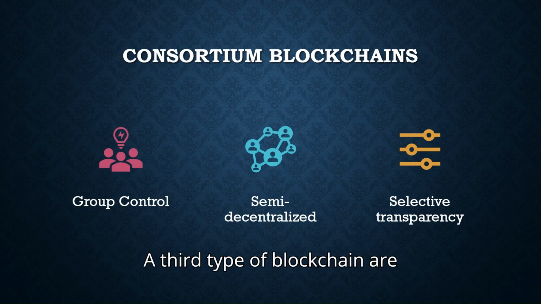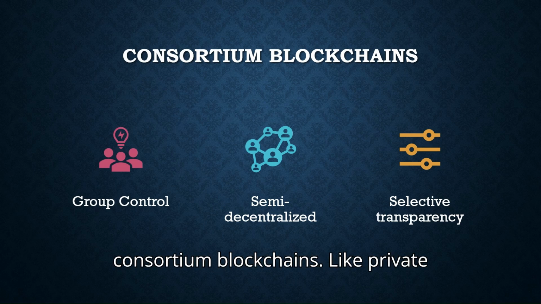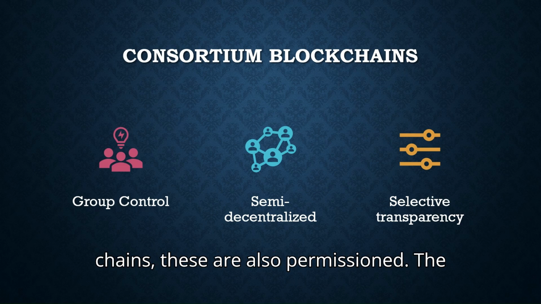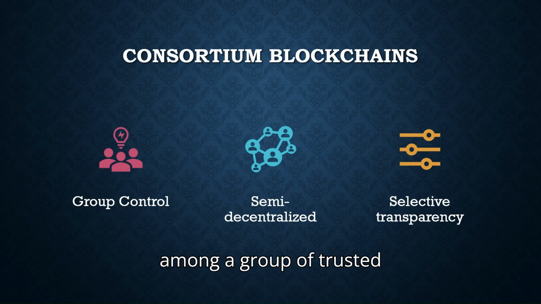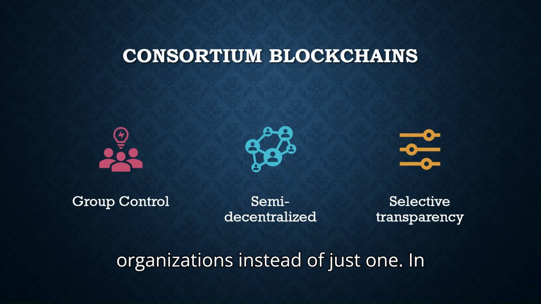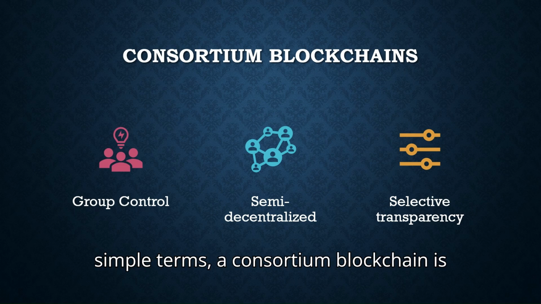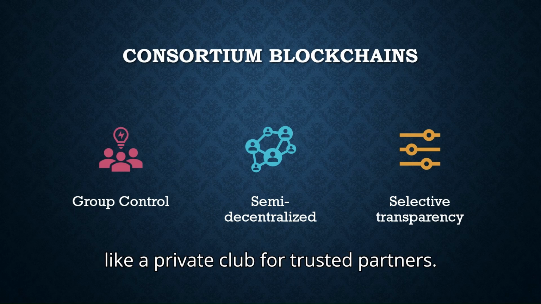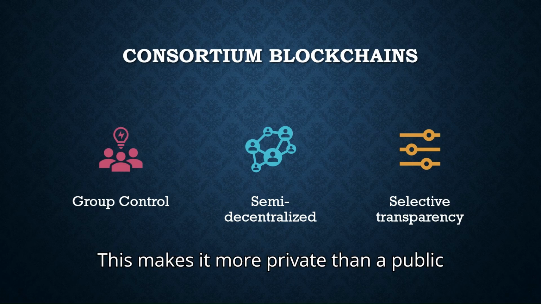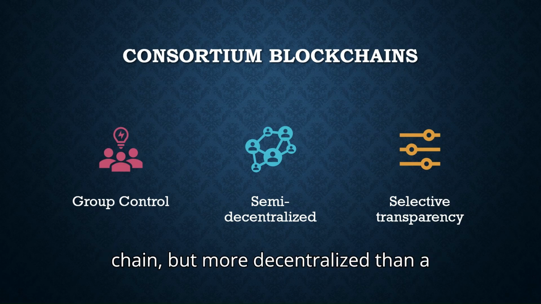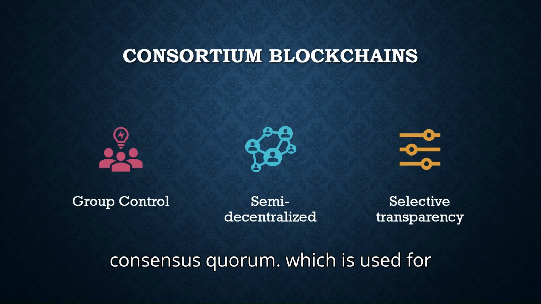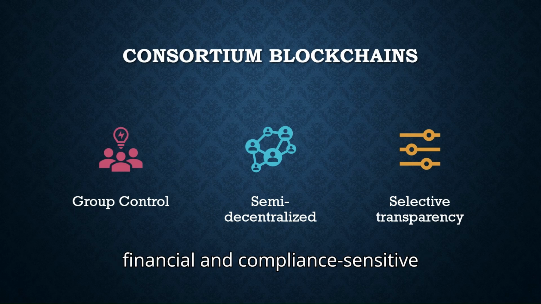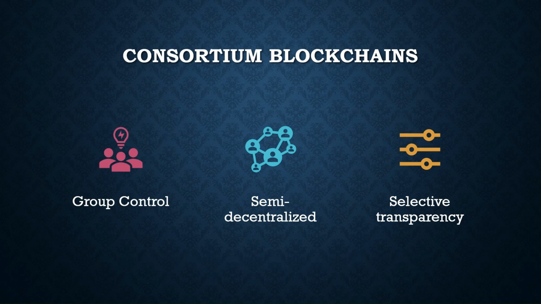A third type of blockchain is consortium blockchains. Like private chains, these are also permissioned. The difference is that control is shared among a group of trusted organizations instead of just one. In simple terms, a consortium blockchain is like a private club for trusted partners. This makes it more private than a public chain, but more decentralized than a private one. Examples include Consensys Quorum, which is used for financial and compliance-sensitive environments.